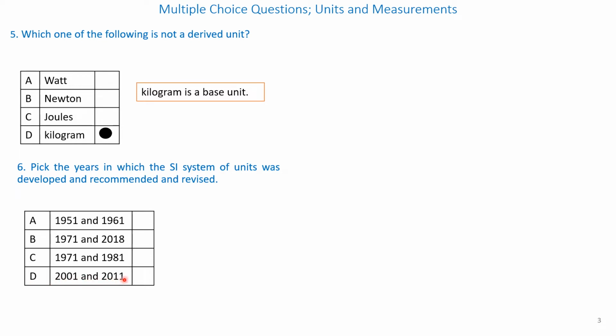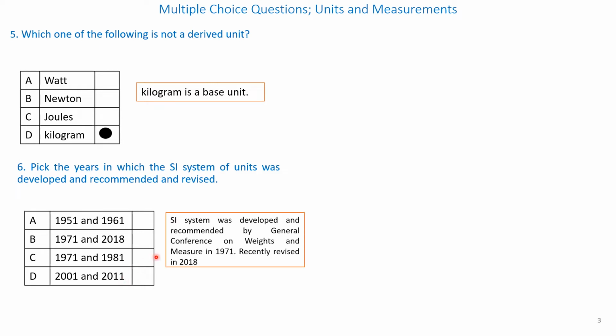You have to remember the year in which SI system was developed and recommended and revised. So SI system was developed and recommended by General Conference on Weights and Measures in the year 1971, and recently, that is in the year 2018, it was revised. So therefore option B is the correct answer.